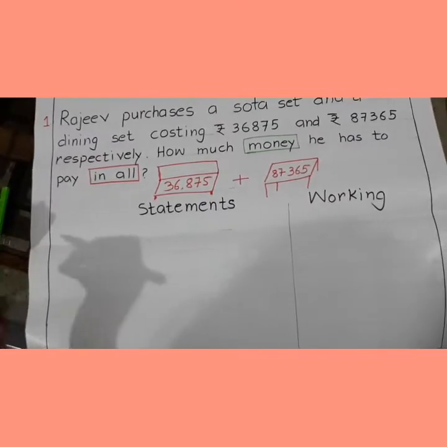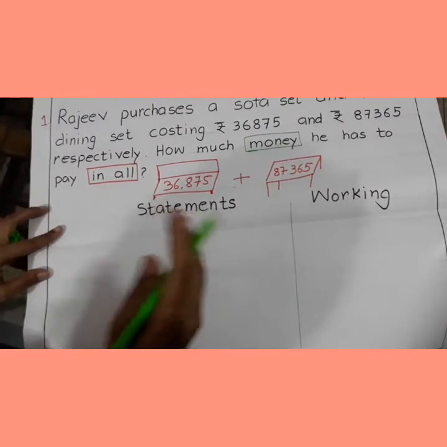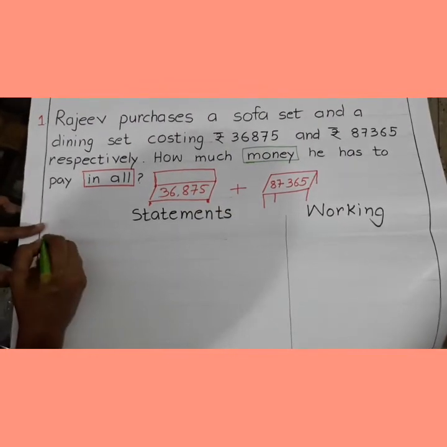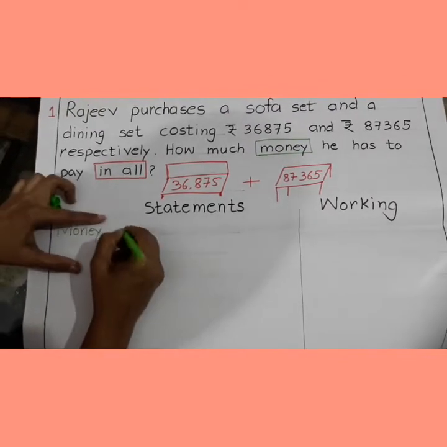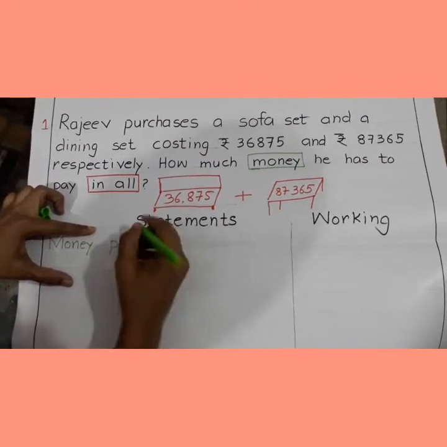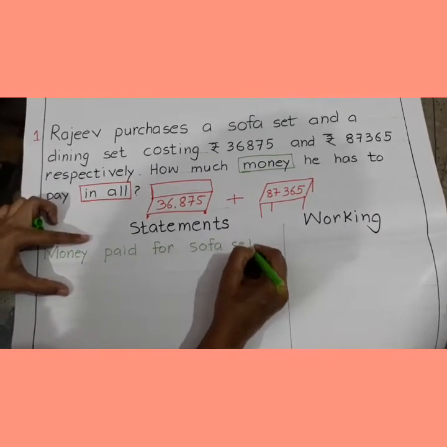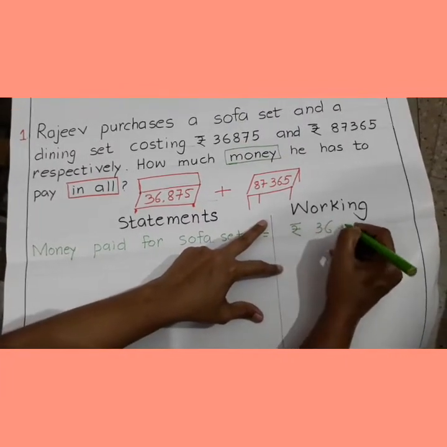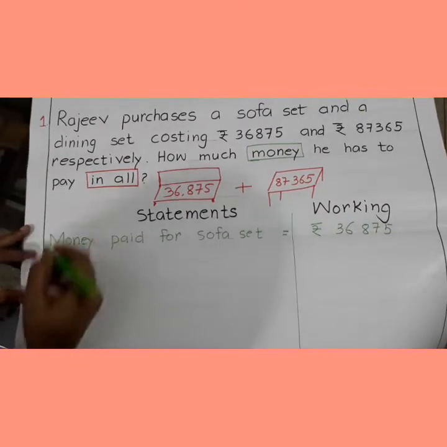Alright, now let's start with the statement. So, let's start with money only. Why to go with for something else? Let's start with money. No problem. Money paid for sofa set. How much did he pay? He paid rupees 36,875. Now, second statement.